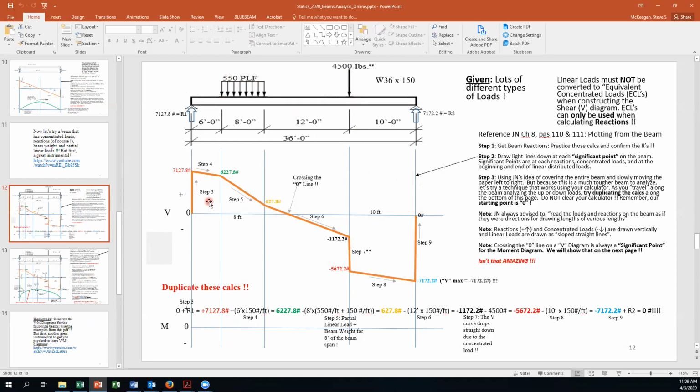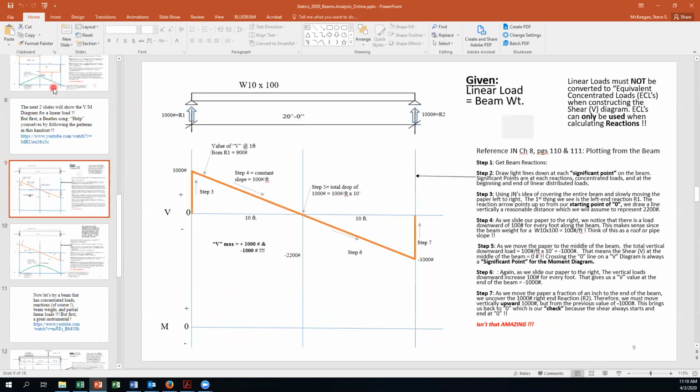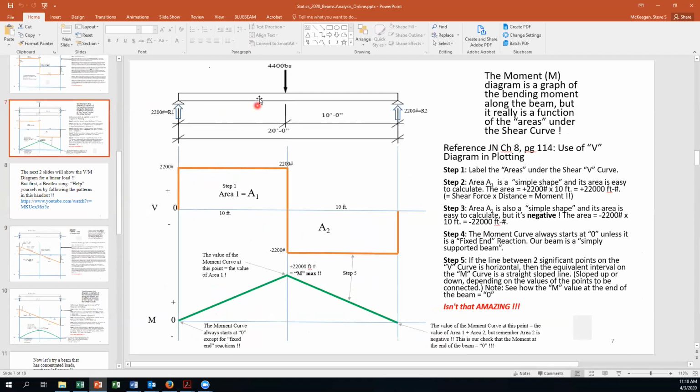One of the mistakes you made on beam B1 for the homework: there was no beam weight, and you showed your shear curve as moving downward. If there's no beam weight, it doesn't move downward. It looks like this, right? There was no beam weight. So if this is no beam weight, this is horizontal. This is a slope straight line.